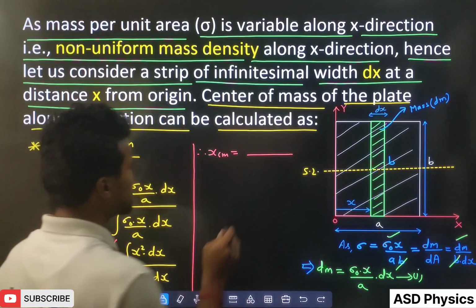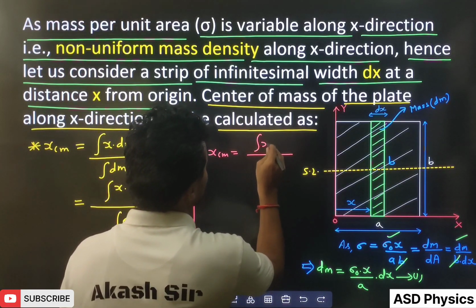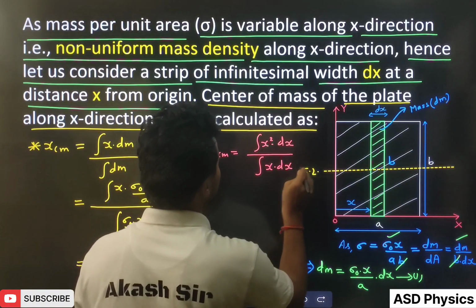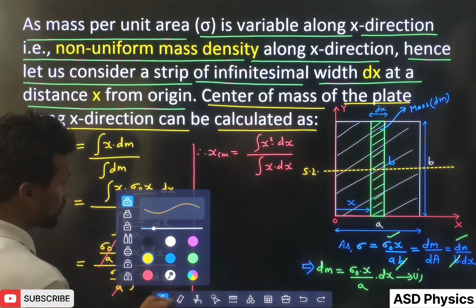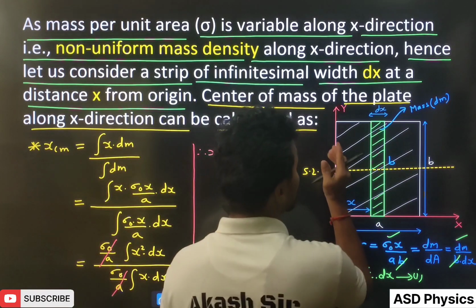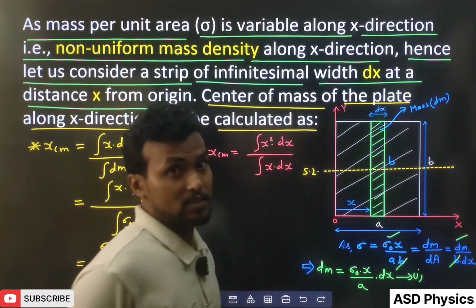the integration of x square dx by the integration of x dx. And now we have to see the value of x is changing from where to where. Actually, we have to cover the full length, from where to where.